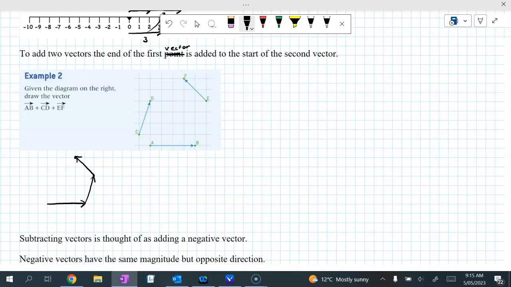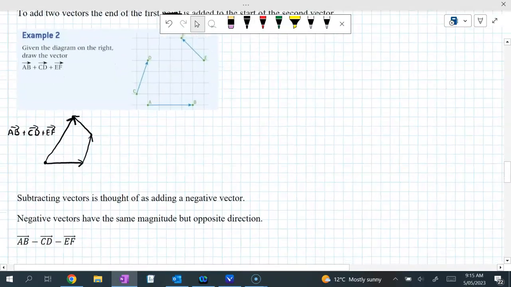Now, the addition of 3 vectors has to be a vector itself, and so the vector is from where we started to the end point where we finished up. And so that's AB plus CD plus EF. And so probably my notation there is a little wrong. I should just draw it as a directed line segment like that. So the addition of 3 vectors is a vector itself, and it's from the start point of the diagram to the end point of the diagram.